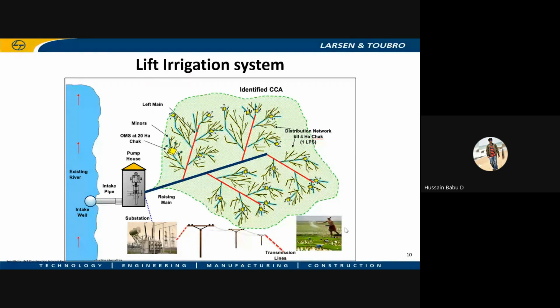For each outlet, for each OMS, there will be some 10 outlets or 6 outlets depending upon the project specifications. Using this OMS, we will control the outlets, and the water will flow to the farmers field finally. So this is a typical drawing of irrigation systems. I'm going to explain this process one by one, how we are automating it using GIS.